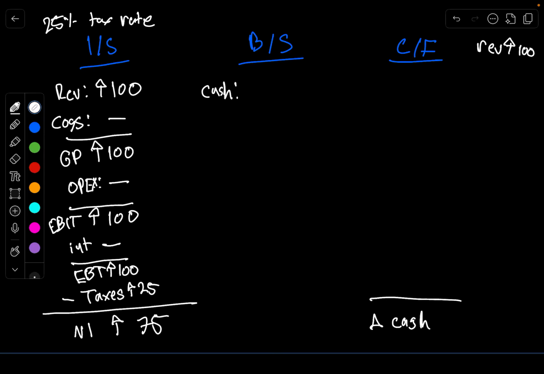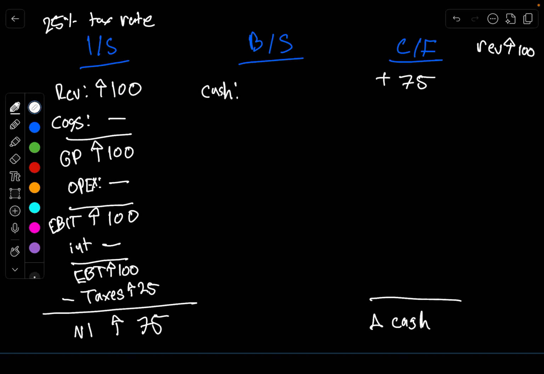So we know we just walked through our income statement. This flows directly to the top of our cash flow statement, right? So we know that our cash is up by 75 at this point in time, right? Now let's think, do we need to make any adjustments on our cash flow statement? The answer is no, right?